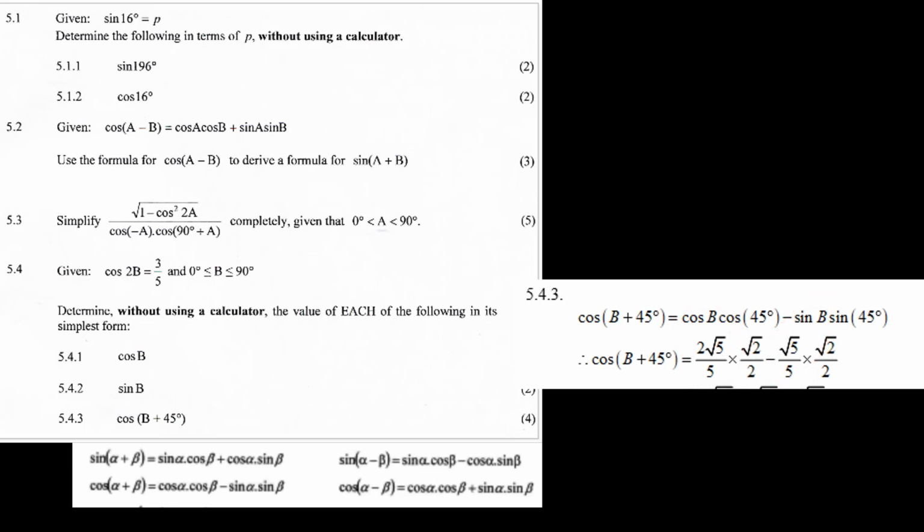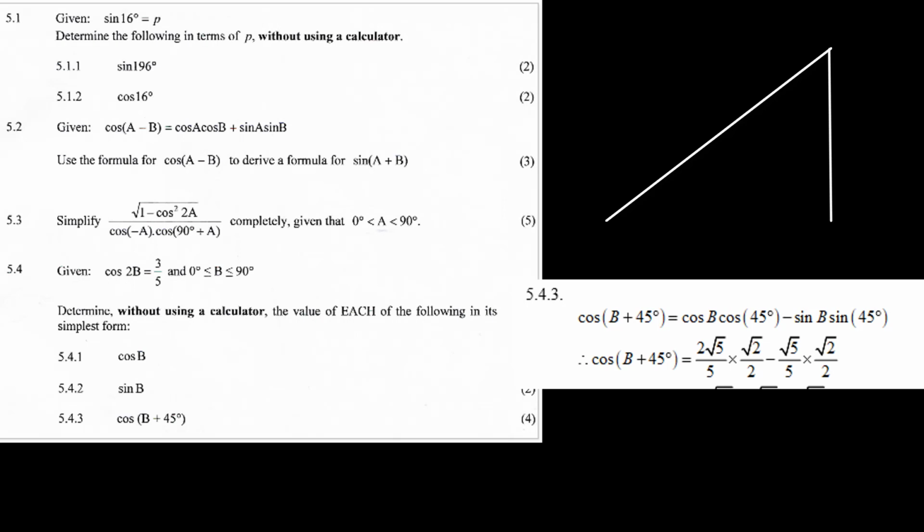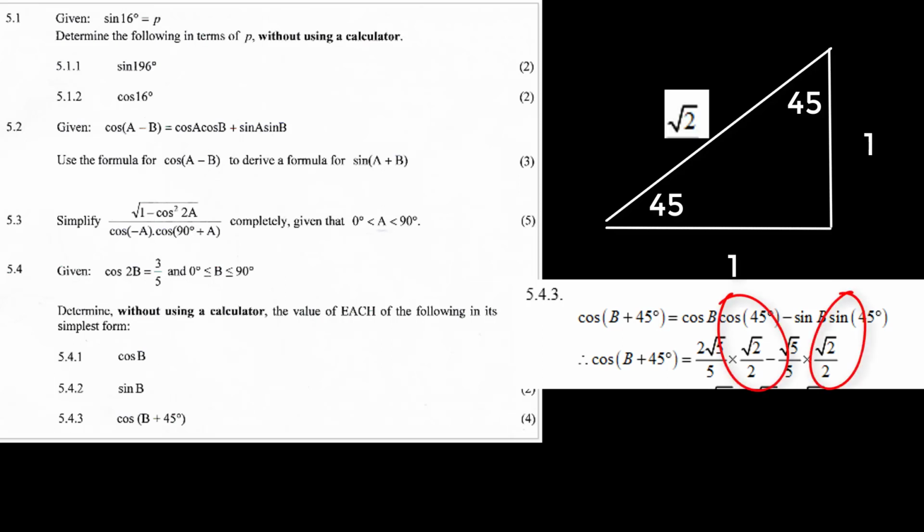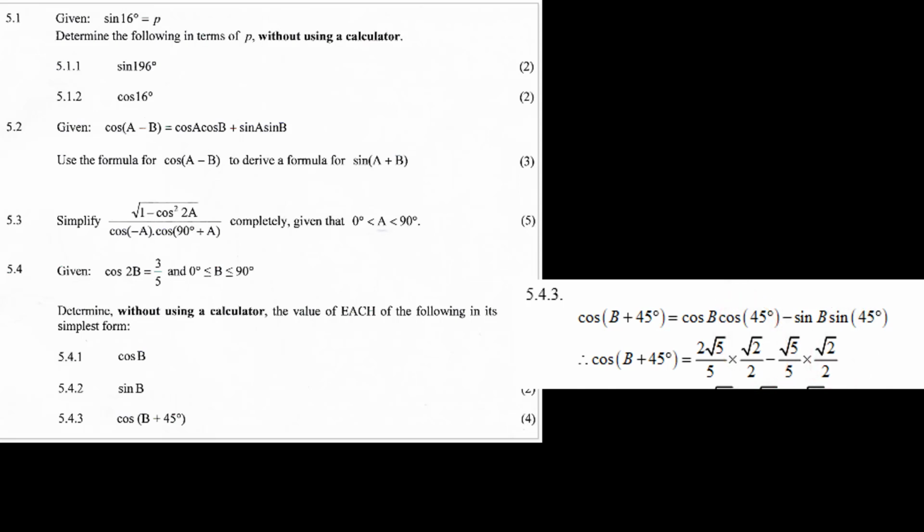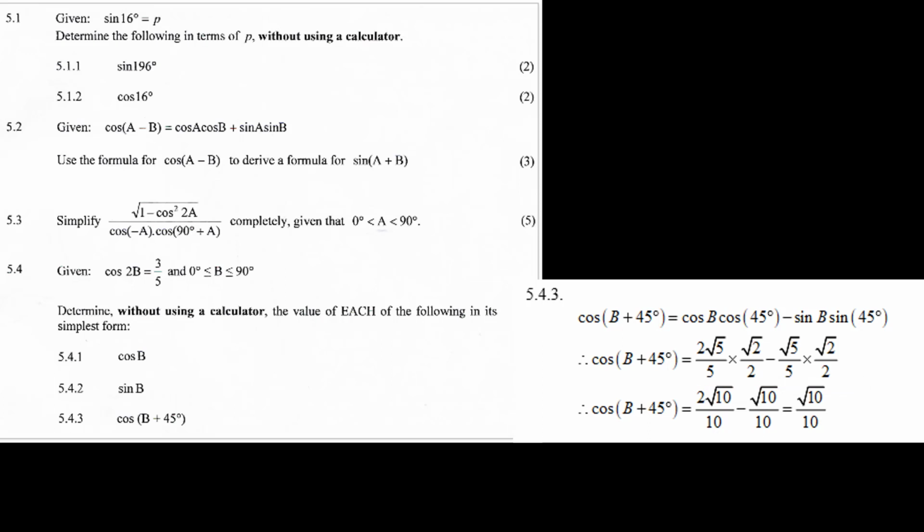And from special triangles we know that cos 45, which is equal to sine 45, is equal to root 2 over 2. So substituting these in, we get cos(b plus 45) equals 2 root 5 over 5 times root 2 over 2 minus root 5 over 5 times root 2 over 2. So cos(b plus 45) equals 2 root 10 over 10 minus root 10 over 10, or root 10 over 10.